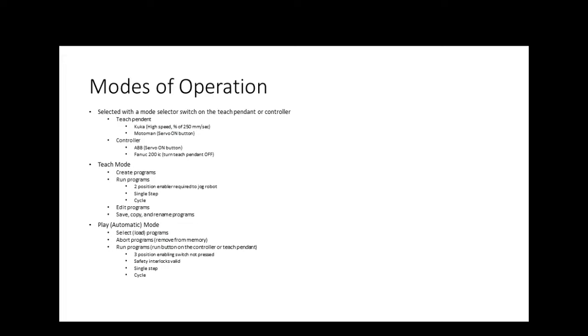That makes sense? Okay, so in play mode, we can load programs, and we can abort programs, or remove them from the memory, not from the mass storage. You're not deleting the program, you're just removing it from memory. This is where the 3-position switch is not required anymore, right? You'll understand, because you're in automatic mode. That makes sense? Okay. And then, of course, safety interlocks are now valid.